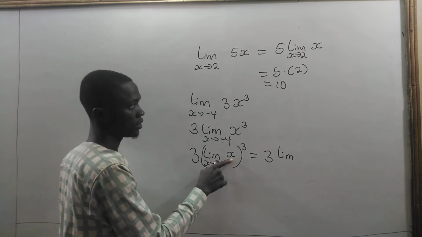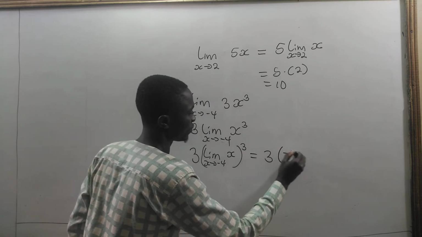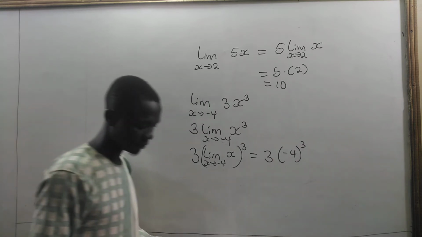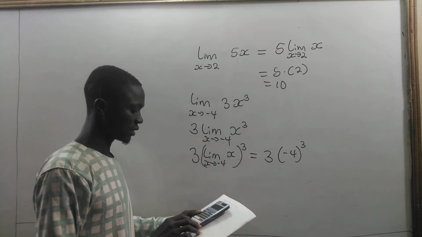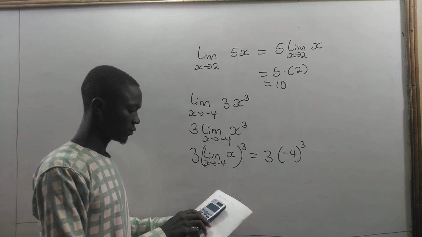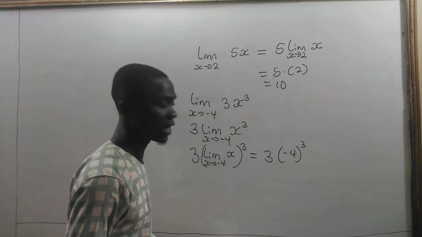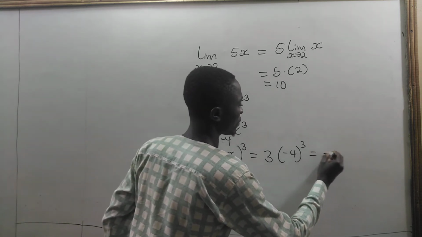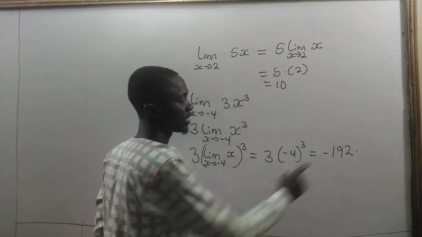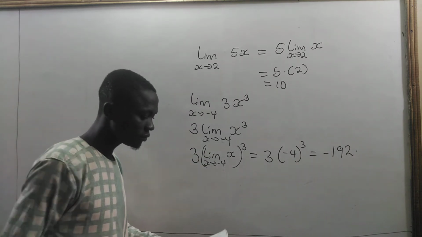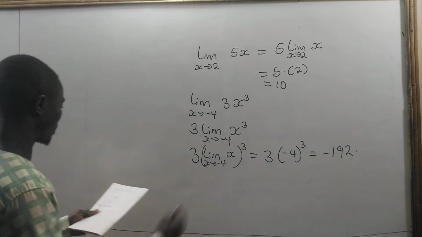Okay, so here we have this, so we can put in minus 4 for x. So we put in minus 4 to the power 3. And what are you going to get? That is minus 64 times 3. That's minus 4 to the power 3 times 3. That is minus 192. Minus 64 times 3 will give us minus 192. Okay. So let's look at the next question.